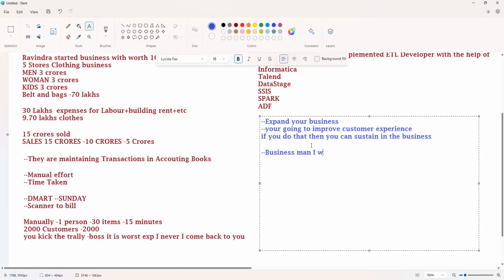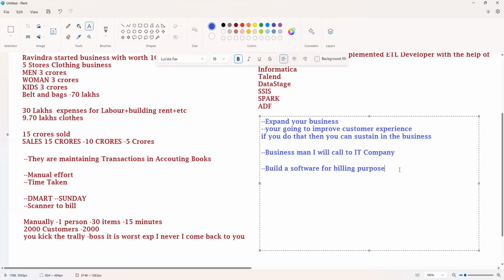Now, what can a businessman do? I'll call an IT company, just a general scenario. Boss, build a software for billing purposes. Am I right, guys? Every business has to approach an IT company to build software.